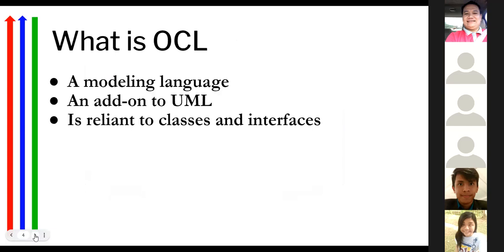So, what is OCL? OCL is a type of modeling language. It's an add-on of UML, or Unified Modeling Language. As I've mentioned, visuals alone cannot express the full capacity or the full specification of a system. Also, OCL is reliant on classes and interfaces. OCL is often used for class diagrams, which was also tackled by the previous presenter. A class diagram is also one of the types of UML.